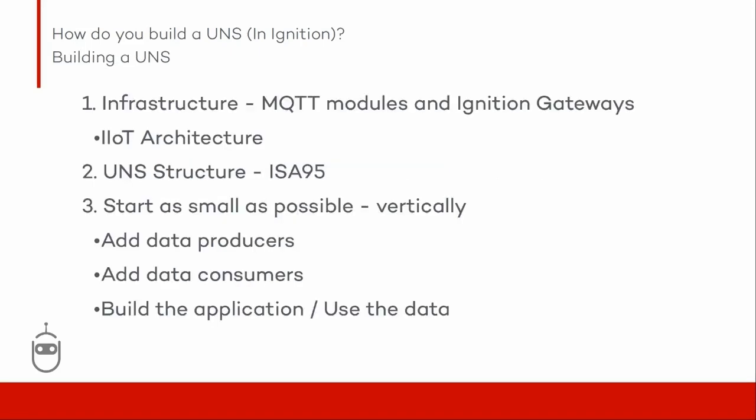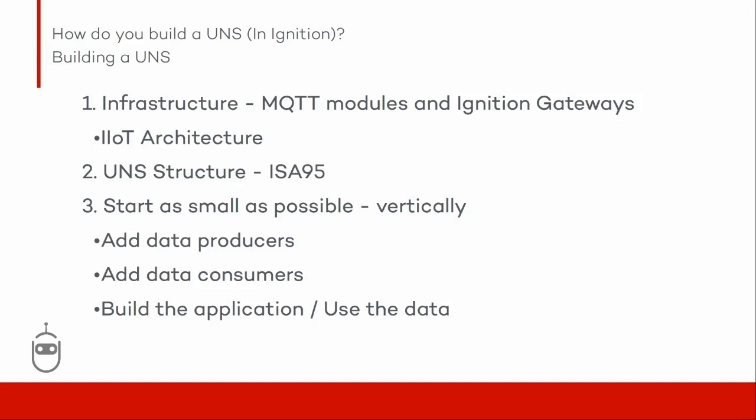So how we're building a UNS is firstly done with figuring out the infrastructure, like how big is this whole IoT architecture going to be? Is it multiple sites? Is it just a single site? How is everything connected and so on? So we try to map that out first, and then we dive into the UNS structure. How should the structure of the UNS be? Once that is done, then we try to start as small as possible. So the first two steps are not something we have to do. It's something we will sketch out and have a talk about, but it's not something we necessarily implement.